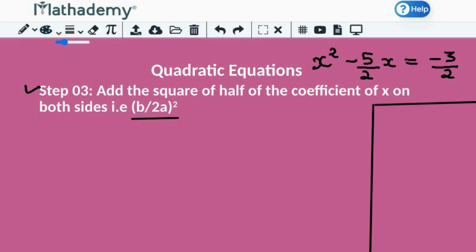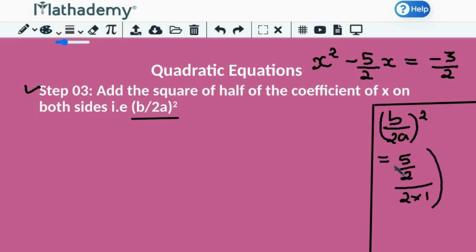So first, in the rough work, let me just find this term. That is (b/2a) the whole square, where b over here is 5/2. So (5/2)/(2a), so 2 into a, which is 1, the whole square. I can also consider this term as −5/2 because the minus sign goes off when you square it. So we just use 5/2 over here. So this becomes (5/4) the whole square. Now we are going to add this (5/4) the whole square on both sides.